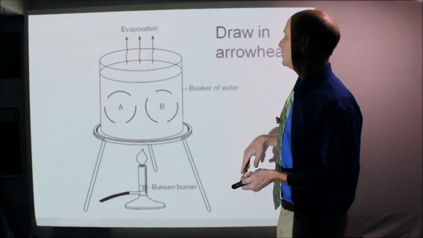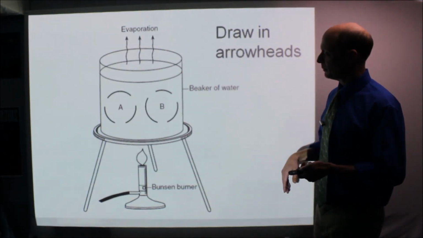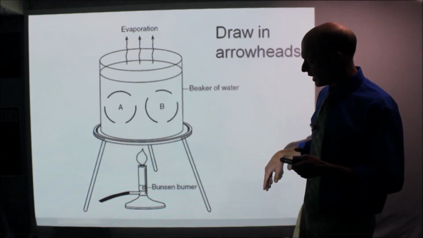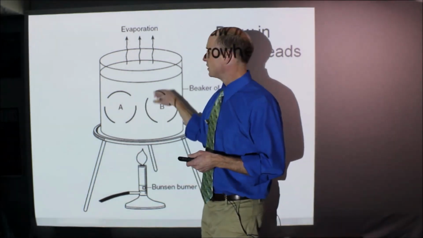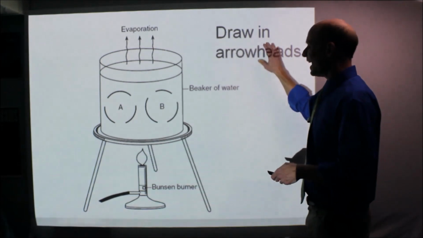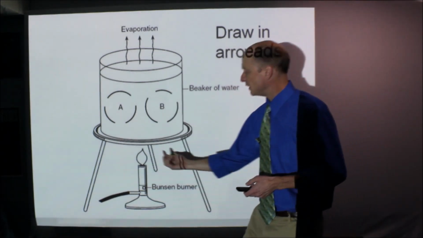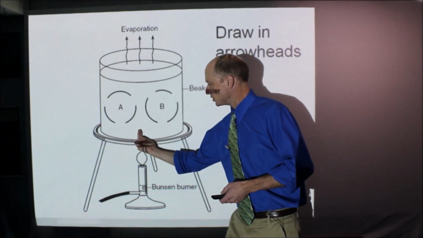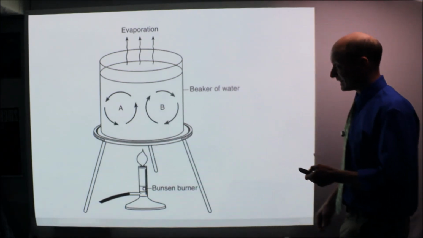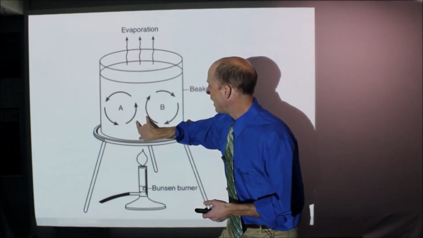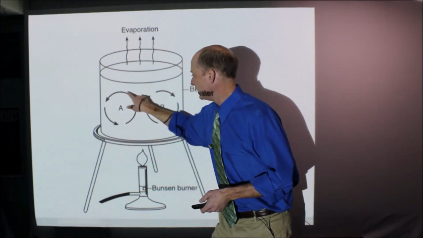This was a question on a Regents exam, and I had a Bunsen burner in the middle. It says there's convection currents here. Draw in the arrowheads of how this would be moving. So this is the heat source right here. So it would look like this, okay? So here you have the hot water moving here, and then it does this.